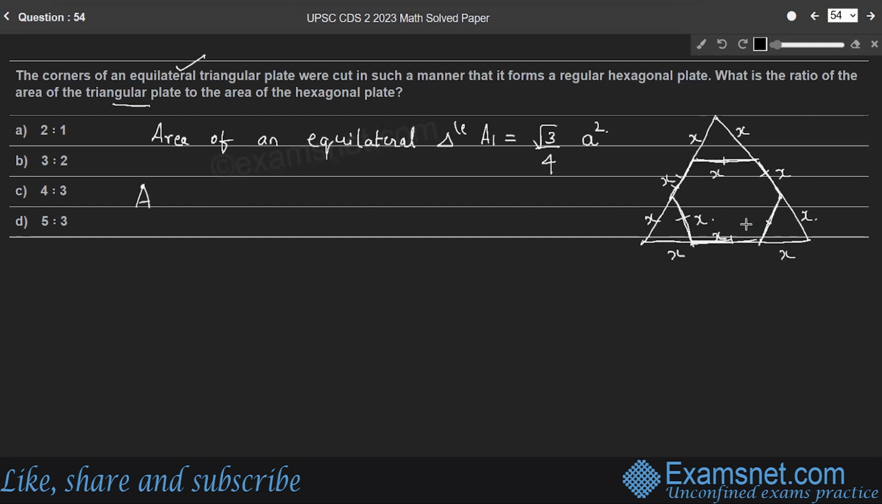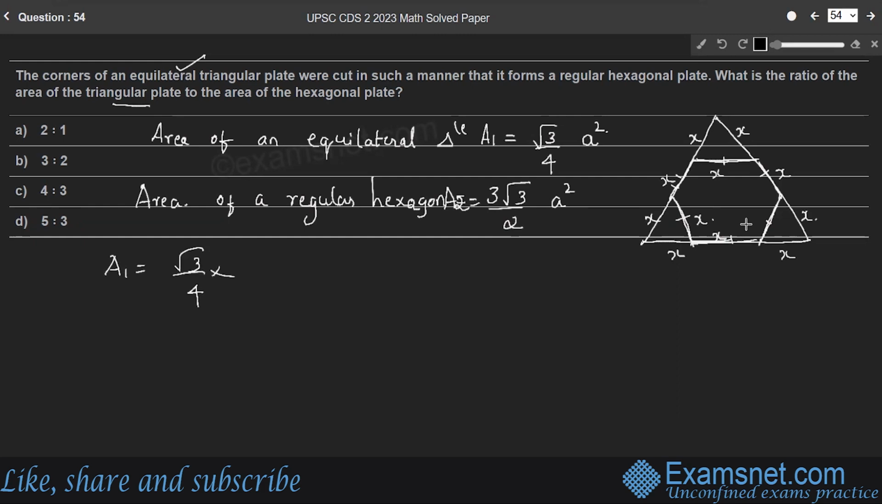So the area of a regular hexagon. Regular hexagon means all sides are equal, right? The formula says it is 3 into root 3 by 2 into a squared, where a is nothing but the side of the hexagon, right? So let it be the second area, A2, right? Here we need the ratio of A1 to A2, right? Therefore, in this scenario here, A1 is root 3 by 4.